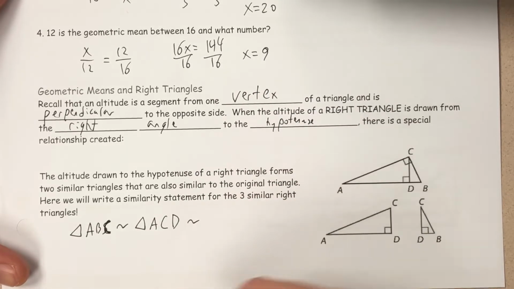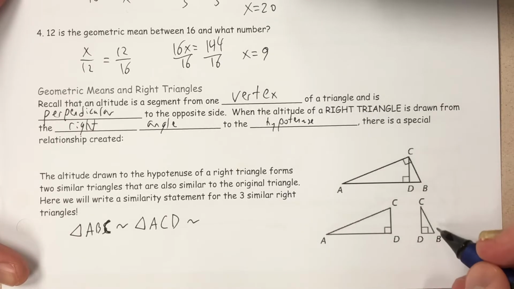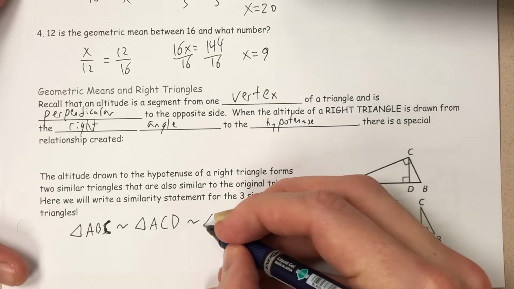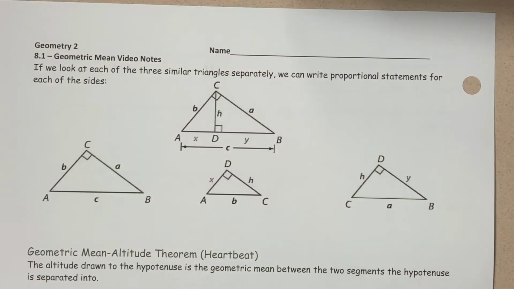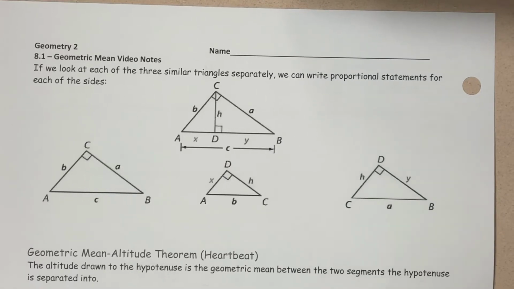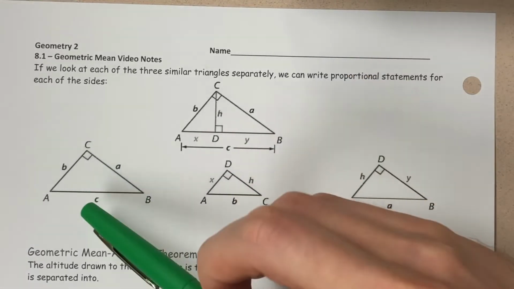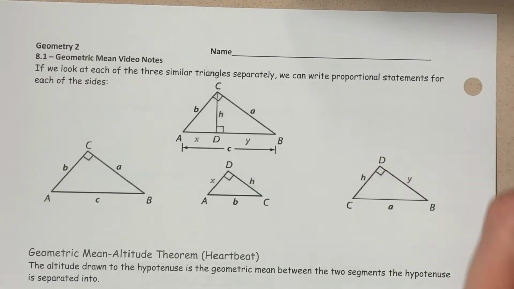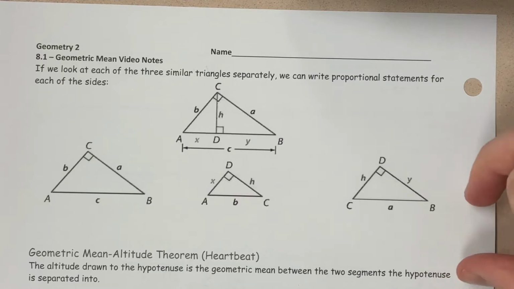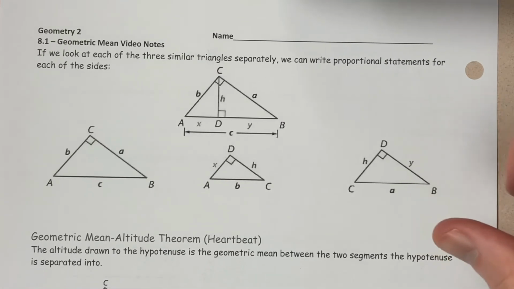And then both of these triangles are also similar to our final triangle, which would be CBD. So if we separate these out into the three similar triangles, the largest one, the middle one, and the smallest one, we could write proportional statements for each of the sides with any of the other triangles.